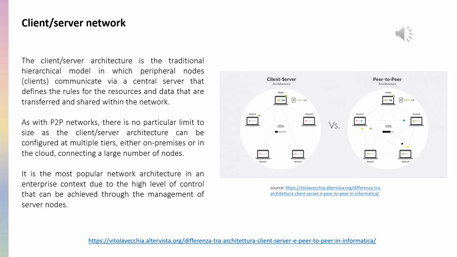Another network typology is the client-server network. The client-server architecture is the traditional hierarchical model in which peripheral nodes, clients, communicate via a central server that defines the rules for the resources and data that are transferred and shared within the network. As with P2P networks, there is no particular limit to size, as the client-server architecture can be configured at multiple tiers, either on premises or in the cloud, connecting a large number of nodes. It is the most popular network architecture in an enterprise context due to the high level of control that can be achieved through the management of server nodes.